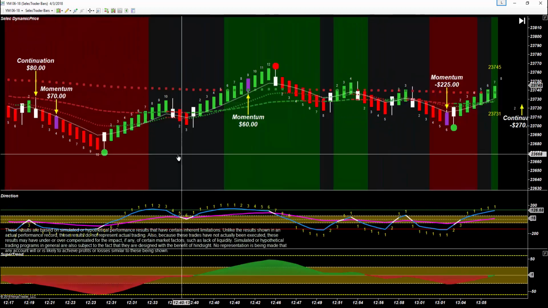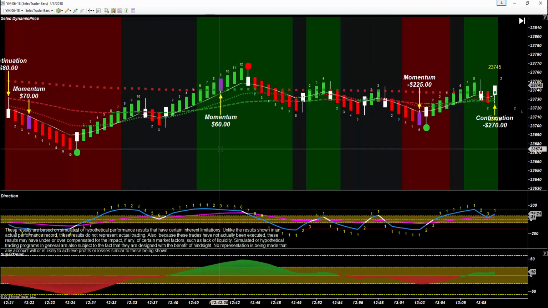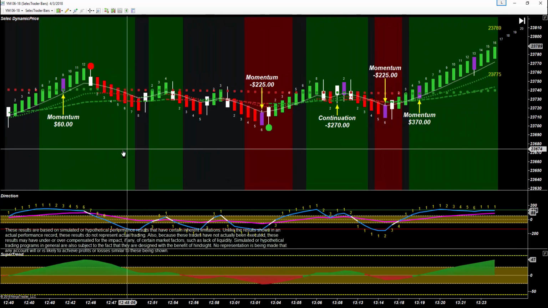Then we have a continuation short that hits profit target, followed by a momentum short that grabs a couple extra ticks with the runner. A momentum long here at 12.42 that bounces off the 200 EMA for a quick profit target. And the market's getting a little choppy here.